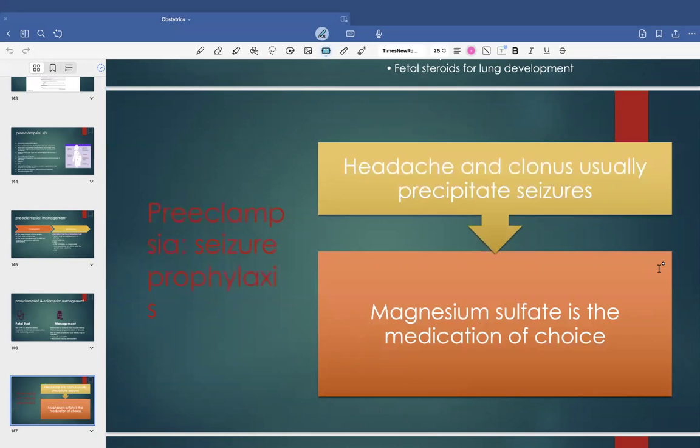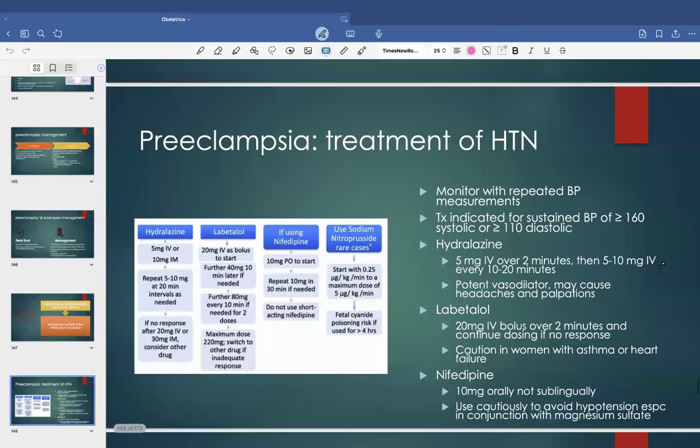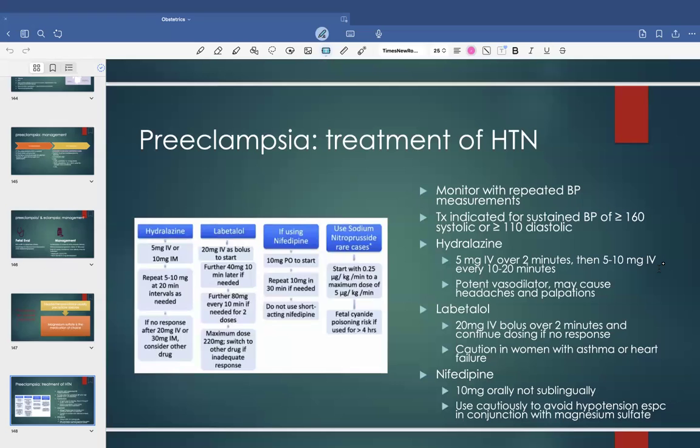I think I left page 460 for your reference, where you can get all of the different doses, when to repeat it, what to do next, all of that. I'm not going to test you on that. I just want you to know if you're treating the blood pressure, you want to monitor it with repeat blood pressure measurements and treat if indicated. If it is a sustained blood pressure of greater than or equal to 160 systolic or 110 diastolic, you need to treat them. Treatments of choice are hydralazine, labetalol, and nifedipine. I don't need you to know exactly. Take that with you to clinic. Know the side effects of those when you're in clinic.